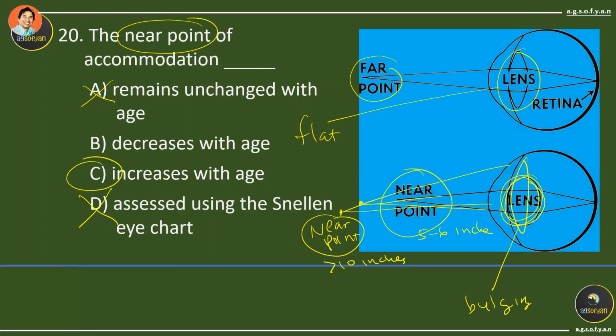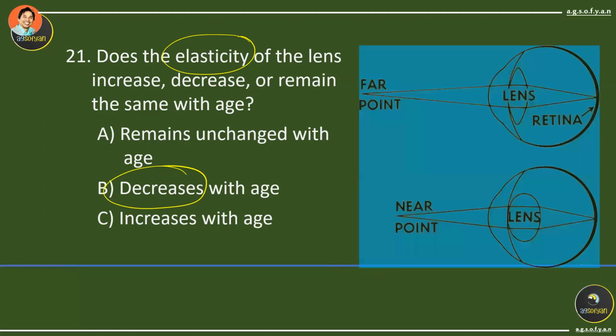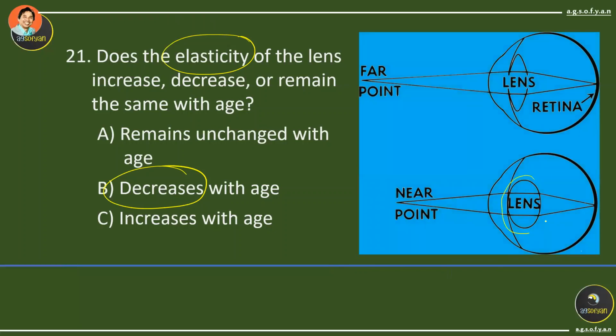This is caused because the lens elasticity is decreasing. Does the elasticity of the lens increase, decrease, or remain the same with age? A, B, C, or D? So the elasticity will decrease. Our lens is not elastic anymore, so that should be the answer. So we are unable to perform these accommodations.